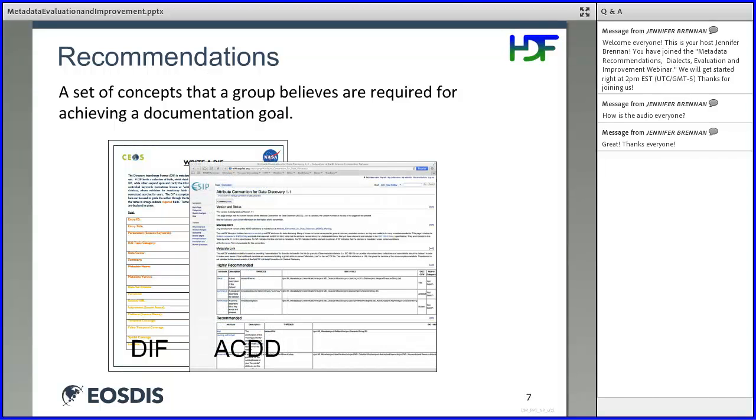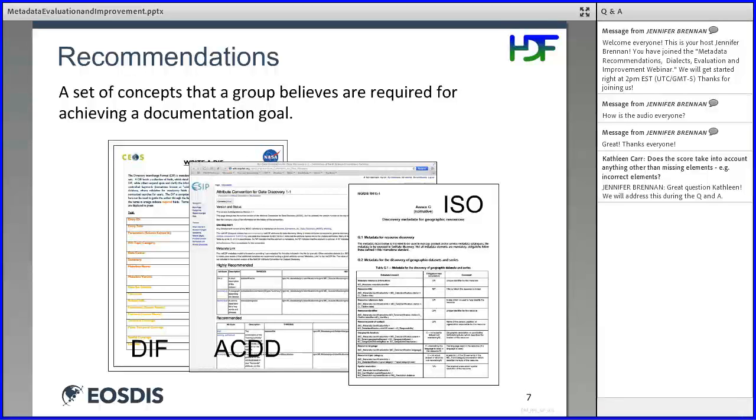The same approach was used in the attribute convention for data discovery that some of you are probably familiar with. It was created a while ago by Ethan Davis at Unidata and picked up by the metadata group that I used to work with at NOAA, and then also now managed by the documentation cluster at ESIP. The attribute convention for data discovery also had multiple levels, happened to be highly recommended, and suggested, I think.